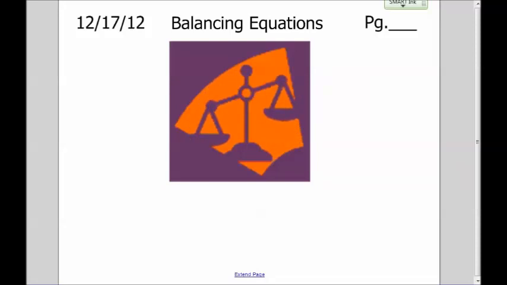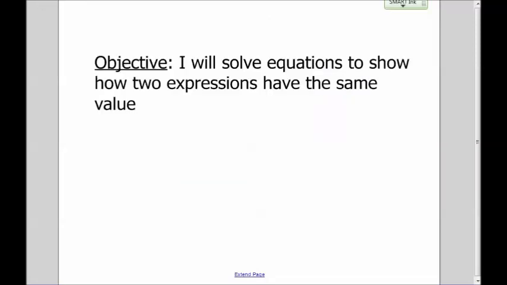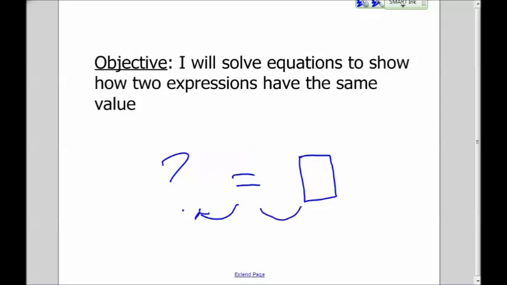Today is a fun day in math. Today we're balancing equations. We're going to solve equations to show how two expressions have the same value. Remember the rule: whatever is on one side of the equal sign equals whatever's on the other side. So you're going to have to use your math brains to see how that will equal that.